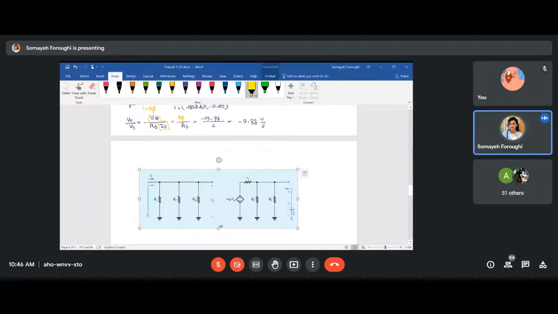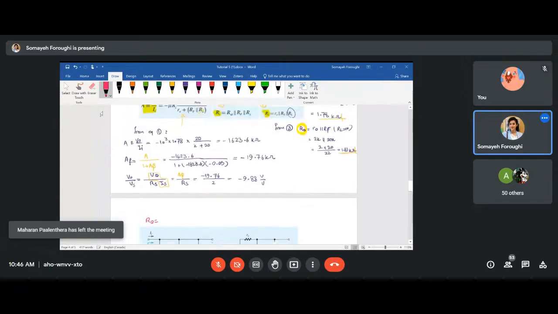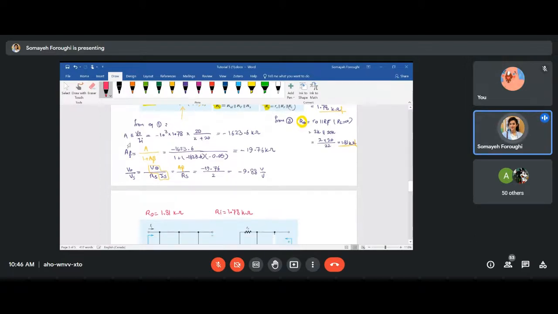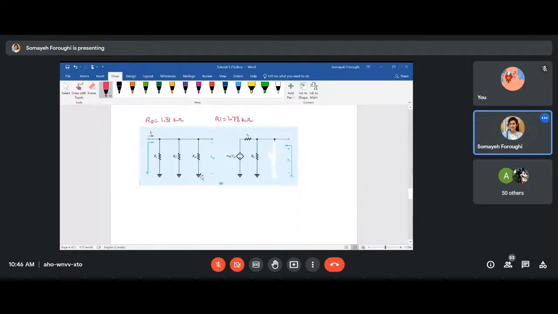Great, you see how beautifully I bring this here? Okay, so we've just found that RO is how much? 1.81, and RI was 1.78. So they are RO and RI. What we need to find is R in and R out.